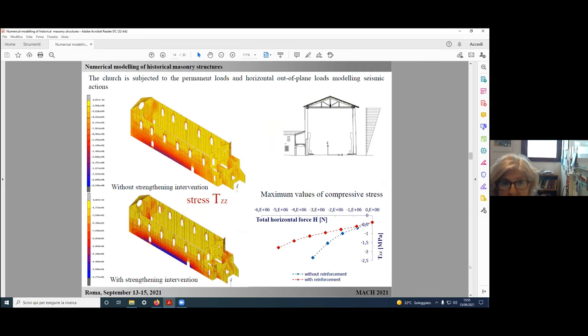Then we decided to model the structure without strengthening intervention and with strengthening intervention by applying the permanent loads and horizontal out-of-plane loads, which model seismic actions. Here you can see the vertical stress in the church. And you can see that passing from the situation without reinforcement to the situation with reinforcement, there is a strong decrease of compressive stress, which can be seen also in the figure on the right, which shows the maximum values of the compressive stress plotted versus the horizontal force applied to the structure.